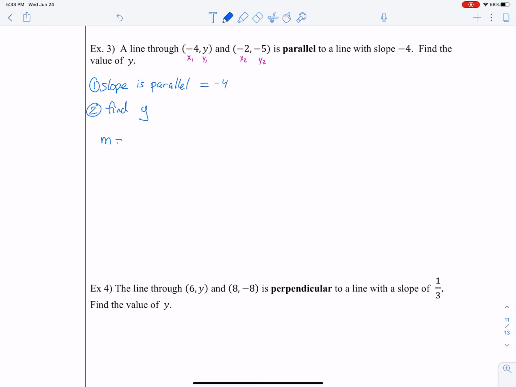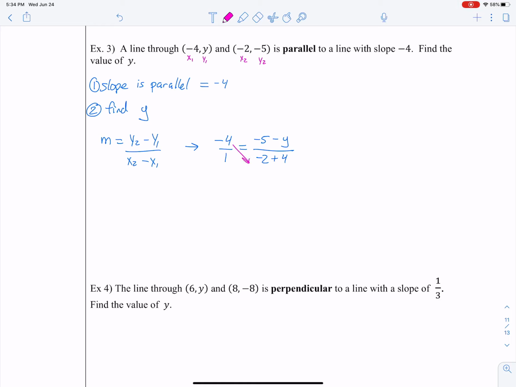So you write out your formula, y2 minus y1 over x2 minus x1. We're going to input the information that we know. So we know the slope is -4 over 1. Remember, the negative only goes with the top, so this 1 is not negative. That is equal to, and then we put in the numbers that we know. Our y2 is -5, and our y1 is just y. Our x2 is -2, and our x1 is -4, but we would have a double negative, so we can write that as positive 4.